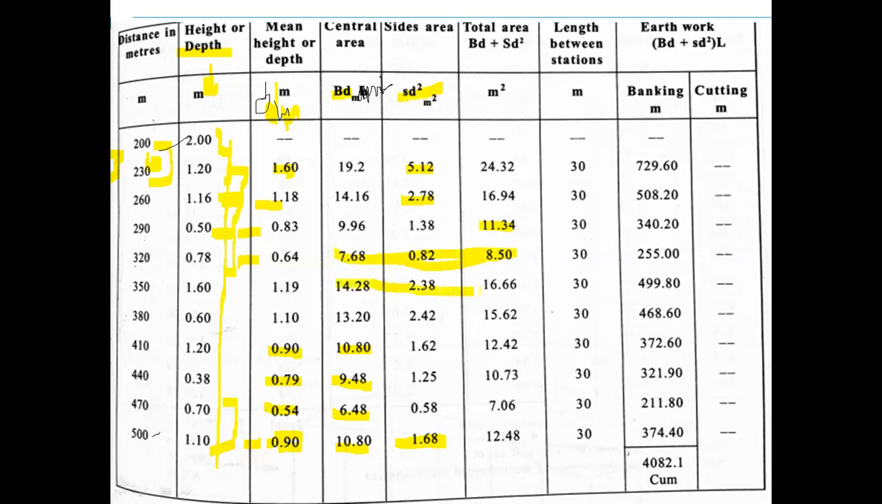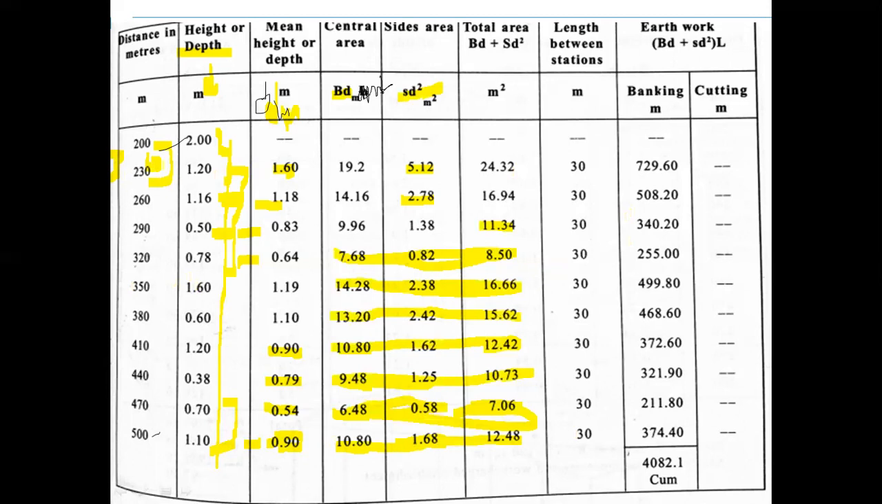Next one 14.28 plus 2.38 equals 16.66. Next one 13.20 plus 2.42 equals 15.62. Next one 10.80 plus 1.62 equals 12.42. Next one 9.48 plus 1.25 equals 10.73. 6.48 plus 0.58 equals 7.06. Next and final value is 10.80 plus 1.68 equals 12.48. This is the total area, and the length between the stations is 30.